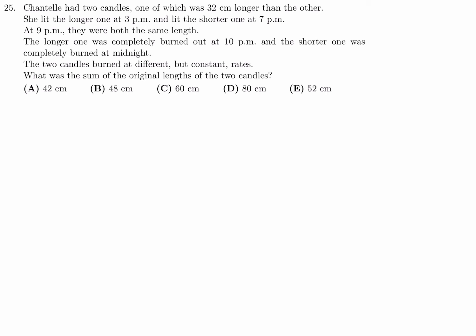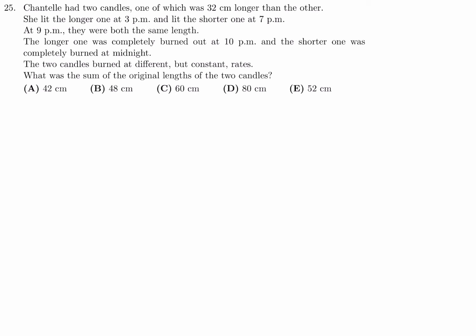The longer one was completely burned out at 10 p.m. and the shorter one completely burned out at midnight. The two candles burned at different rates, but constant rates. What was the sum of the original lengths of the two candles?